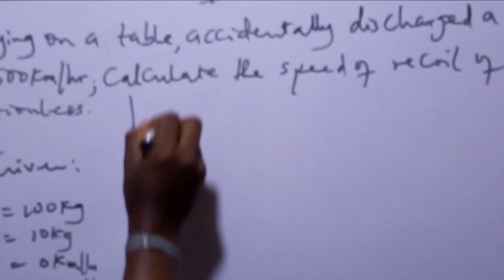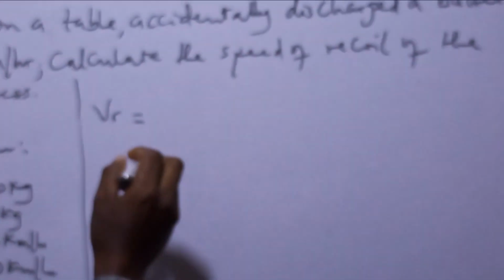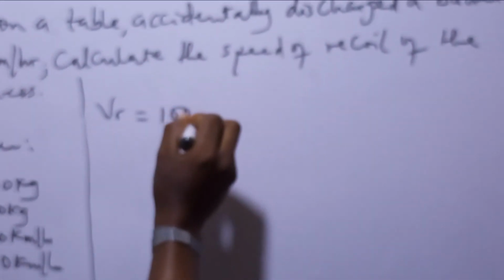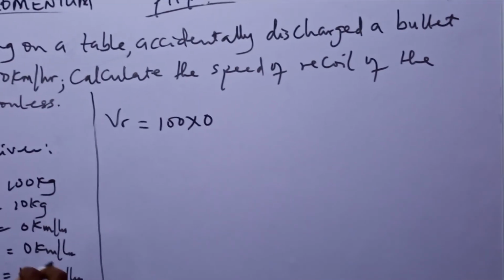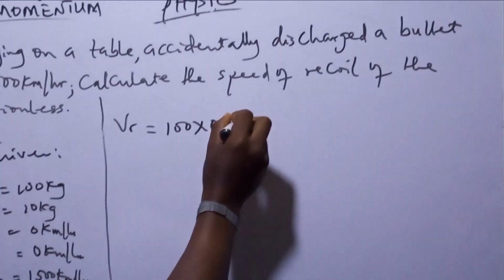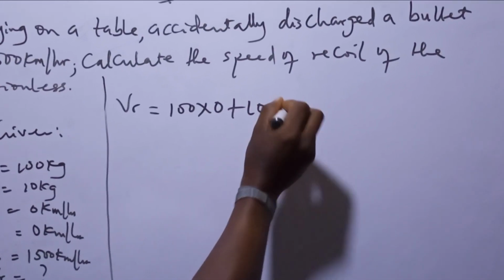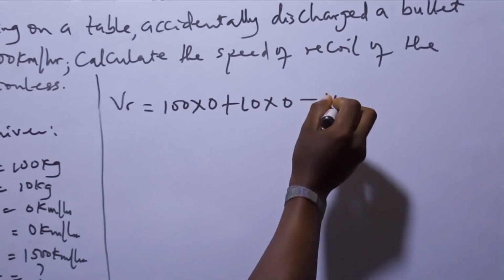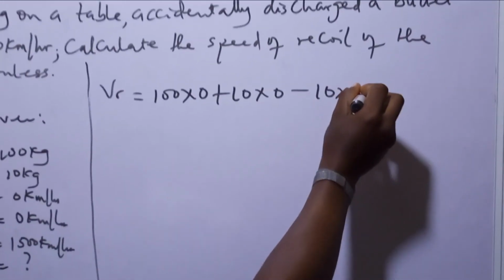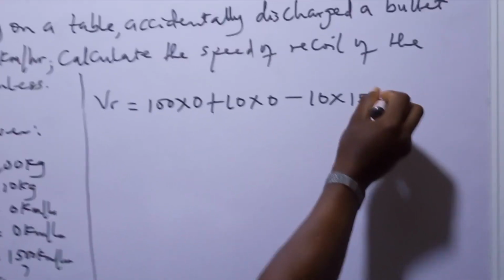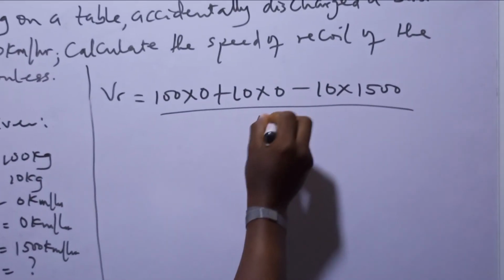Therefore, putting the values, the velocity of the rifle will be equal to 100, being the mass of the rifle, multiplied by initial velocity of the rifle being 0, plus 10, mass of the bullet, multiplied by initial velocity of the bullet being 0, minus the mass of the bullet multiplied by velocity of the bullet, divided by the mass of the rifle being 100.